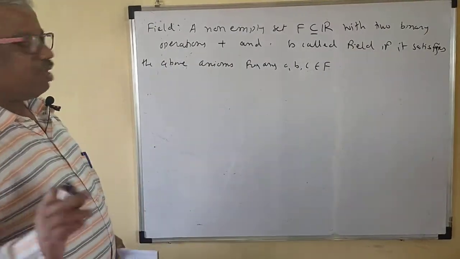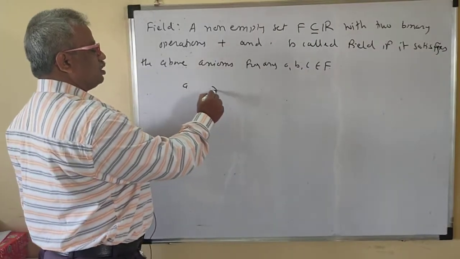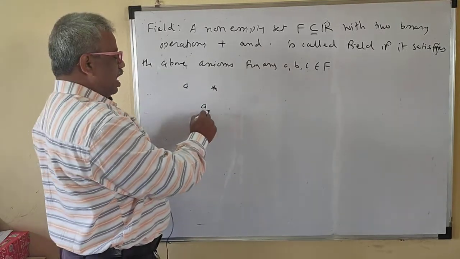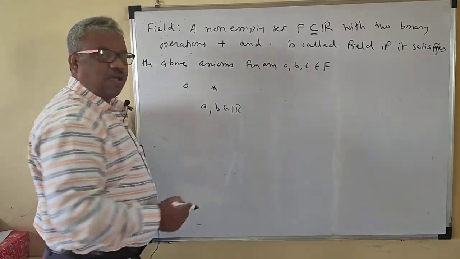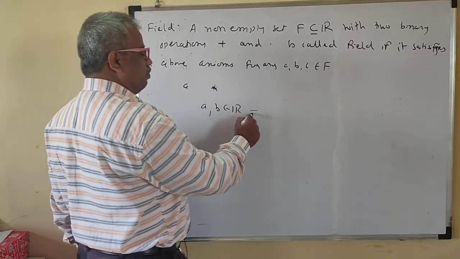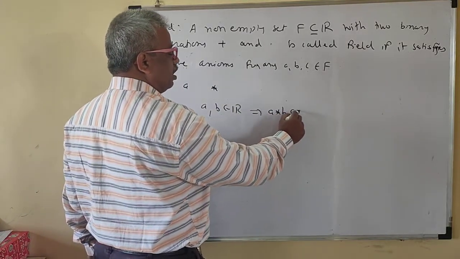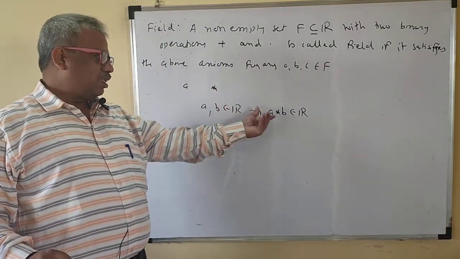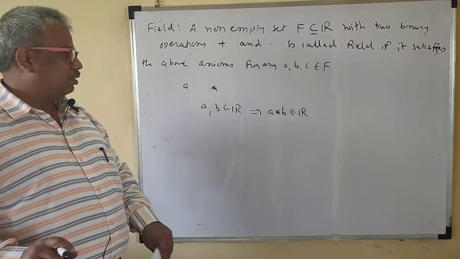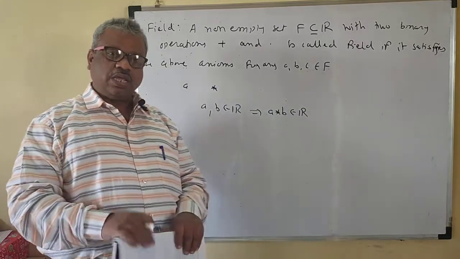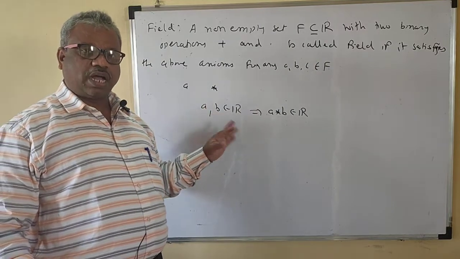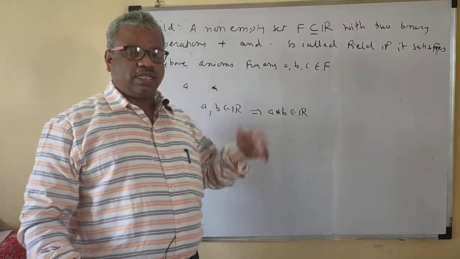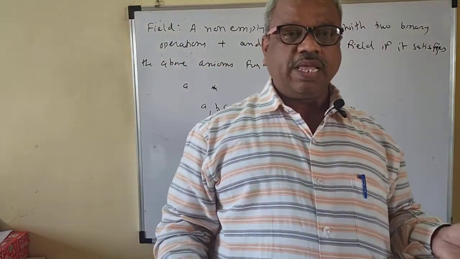So what is meant by binary operation? Suppose star is the binary operation. Star is called a binary operation if you take any A and B belonging to R, and if you apply star on A and B, this implies that A star B is also an element of R. So that will be called the binary operation. If you apply star on any two elements of R, and the output is in your set, then that operation is called a binary operation.